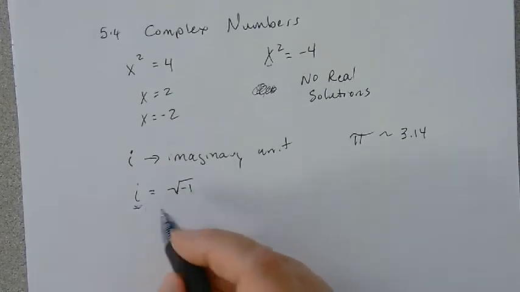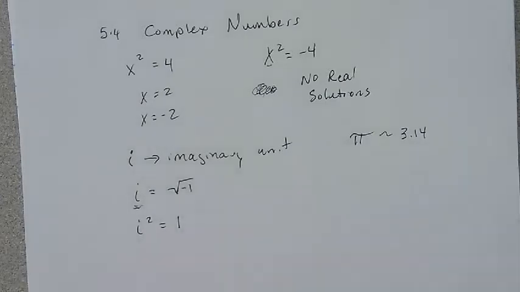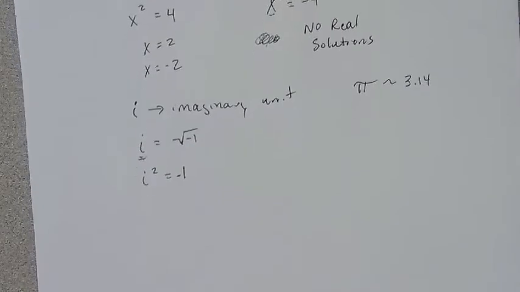So if i equals the square root of negative 1, then i squared actually equals positive. Sorry, i squared equals negative 1, because if you square both sides, i equals square root of negative 1, so i squared equals negative 1. So we're going to use that here.